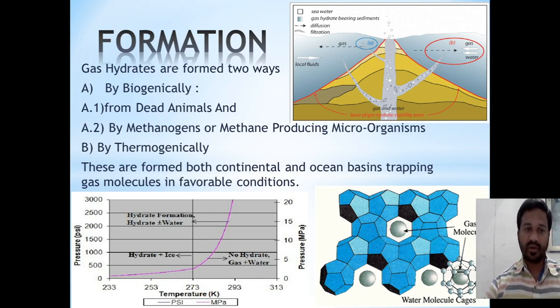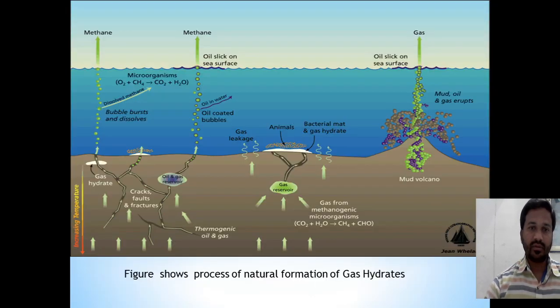Or, as I told you just before, thermogenically means where the temperature is low and pressure is high. These conditions also form methane gas clathrate. Now here we can see the overall picture: from these cracks, fractures or faults, these gases are coming out, and some are settling at the bottom of the sea, while some are going through the ocean water and releasing into the atmosphere.